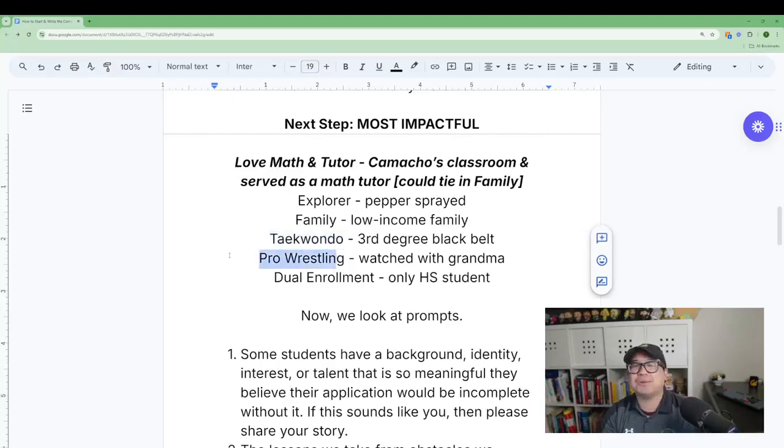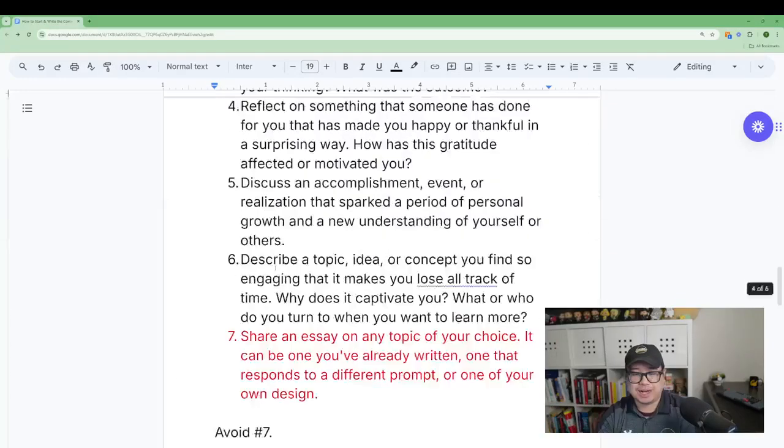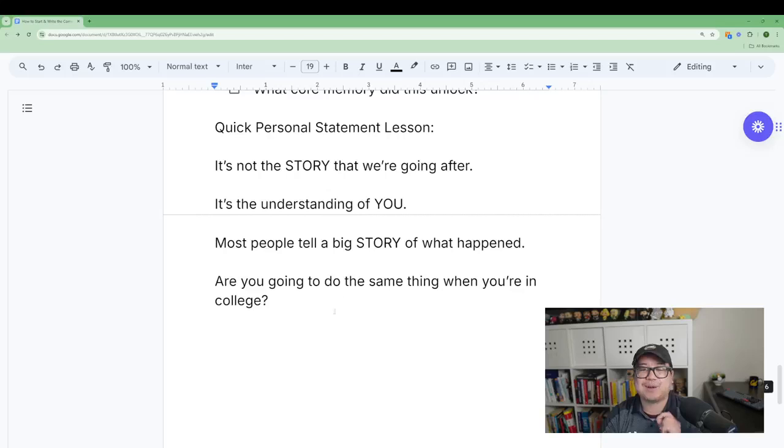Wrestling, I still watch wrestling, so that didn't change pretty much all through college. But when it came to dual enrollment, again, I didn't dual enroll any more classes, but that helped me bump my standing up a little bit. So even looking at me and my stuff, I didn't do a lot of the stuff I did in high school in college, right? So again, the what is not that relevant.